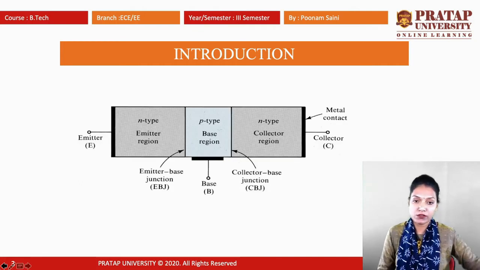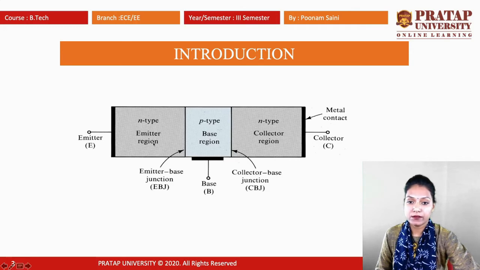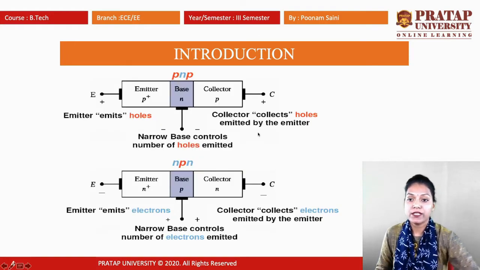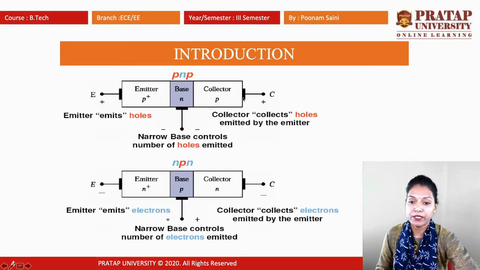In the second you can see, this is the N type, this is P and this is N. So this is the emitter region, this is the base region, and this is the collector region. This is the emitter base junction, this is the collector base junction. From this the electrons are injected, and from this the electrons come out. So this is emitter, this is collector, and this is the base. Between emitter and base there is an emitter base junction, and between base and collector there is a collector base junction.